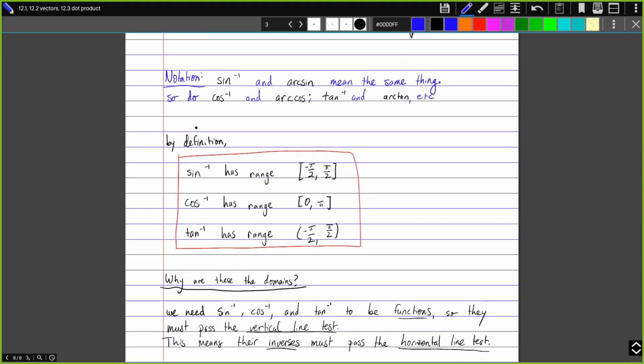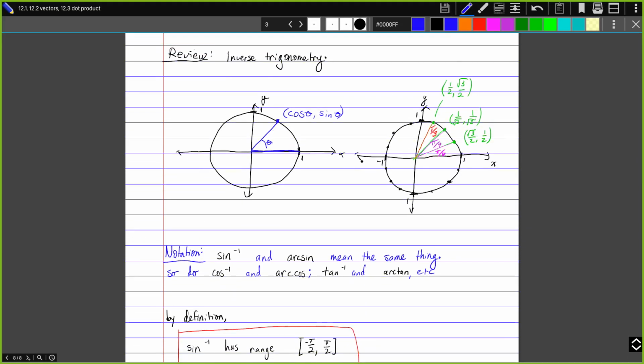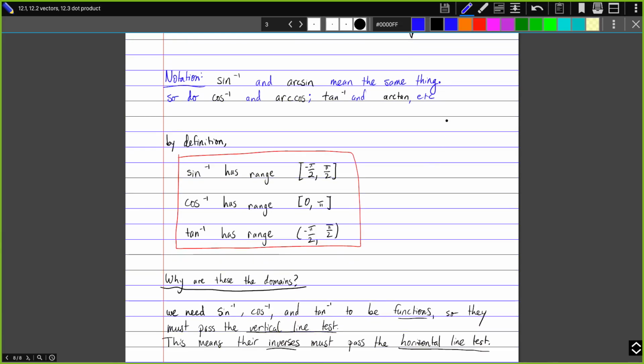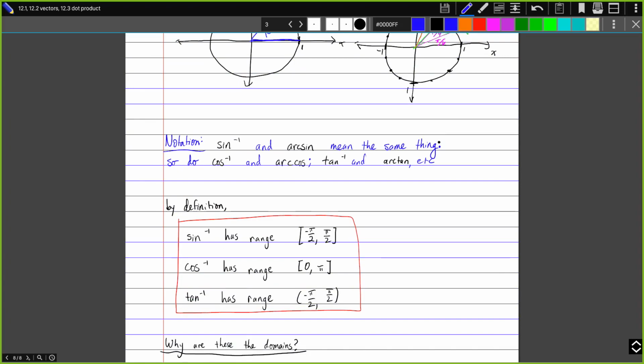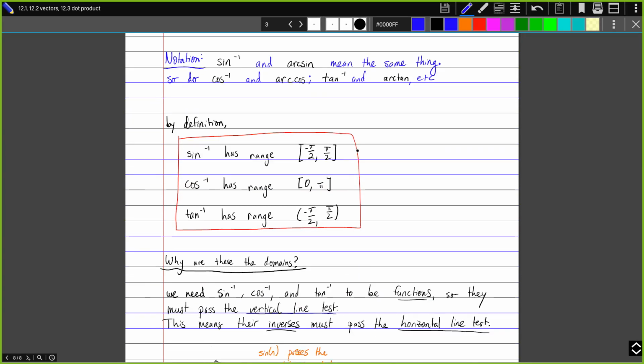All right, so by definition, the thing about inverse of trig functions is trig functions are periodic. So for something to be a function, it has to have only one output for every input, right? It can't have multiple outputs for a given input. So that's called the vertical line test. That's not a problem for sine and cosine, right?